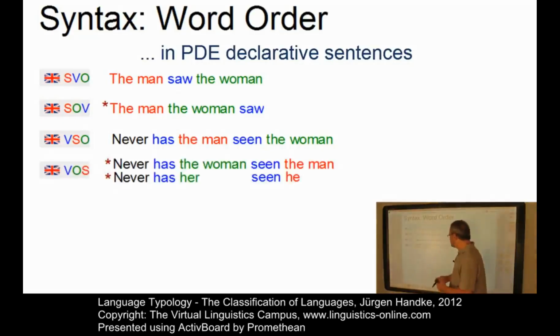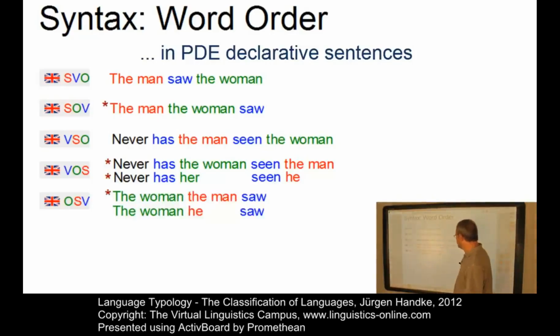Verb, object, subject is certainly impossible. Never has the woman seen the man. Well, superficially it looks as if the first sentence, never has the woman seen the man, is possible. However, please note that the woman is the object and the man the subject. We can illustrate the impossibility of the sentence by replacing them with pronouns, and then you have never has her seen he, and that's of course totally out.